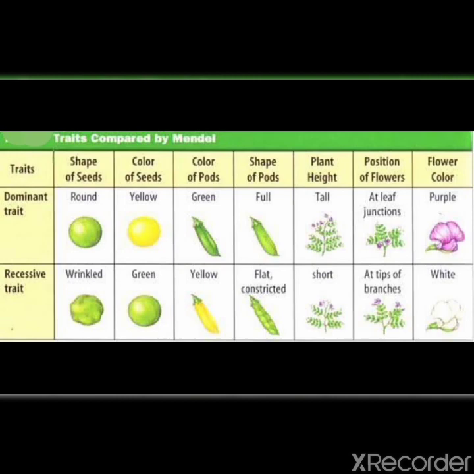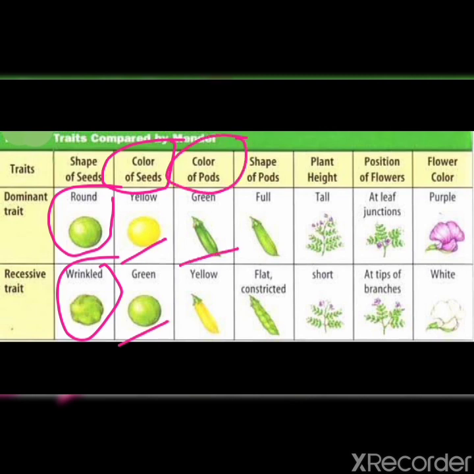He found 2 different shapes of seeds in a particular variety of the pea plant. One round shape, another one wrinkled shape. Then the next character, color of seeds. In that he found 2 colors, yellow seed and green seed. Next, color of pods: green pod, yellow pod. Next, shape of pods: full pod and flat or constricted pod.